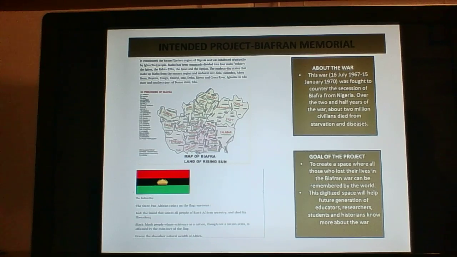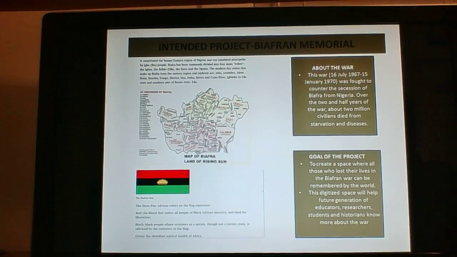Another goal of this project is to create a digitized space that will help future generations of educators, researchers, students, and historians to know about the war. Now let's look at the three DH projects that I picked that have the same theme running through them.